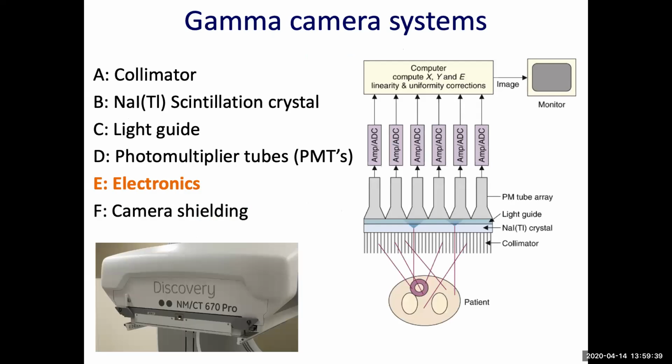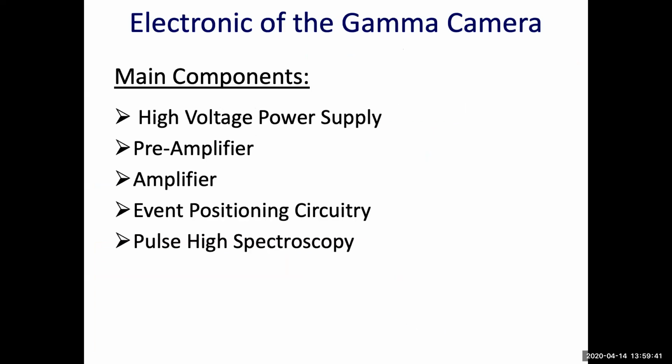Let's go quickly through the electronics to have an idea of what is inside the gamma camera. We have a high voltage power supply, of course. We have a pre-amplifier and amplifier. We have event positioning circuitry and pulse height spectroscopy.